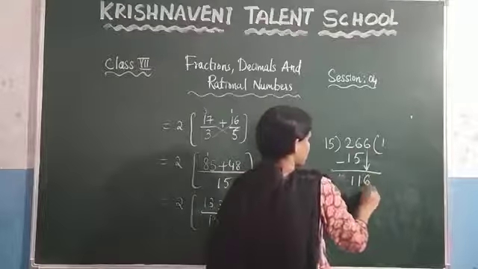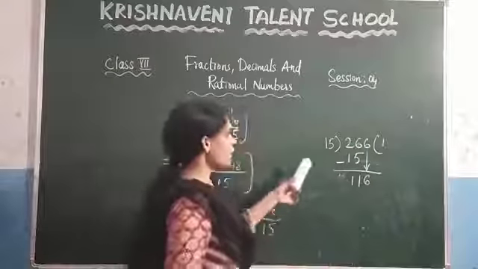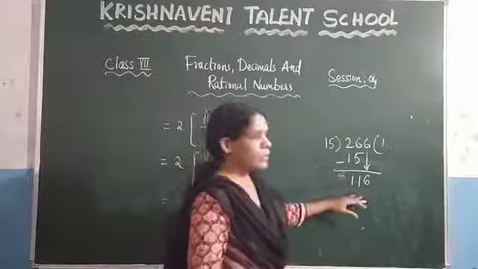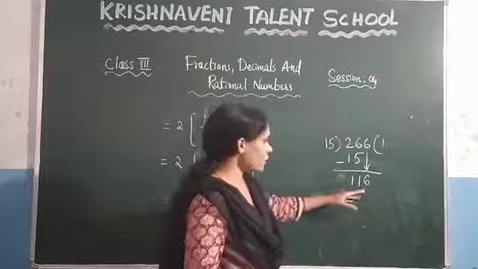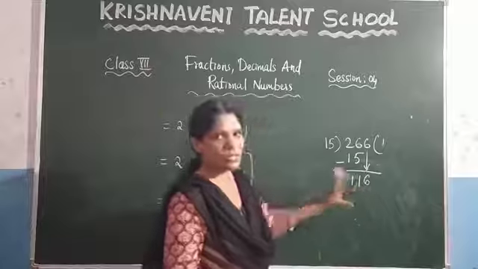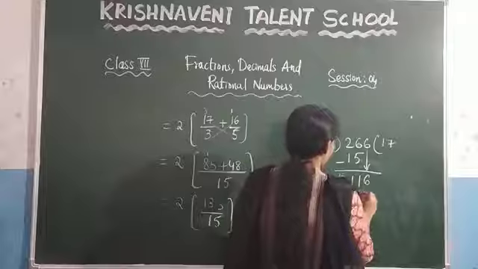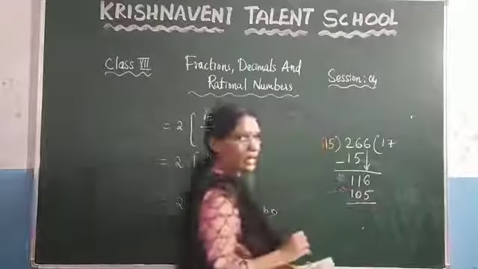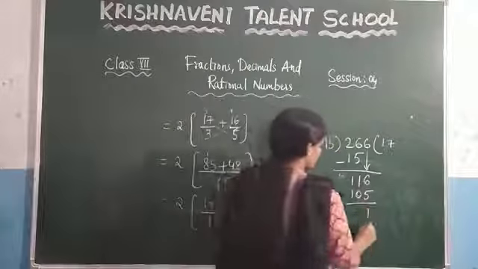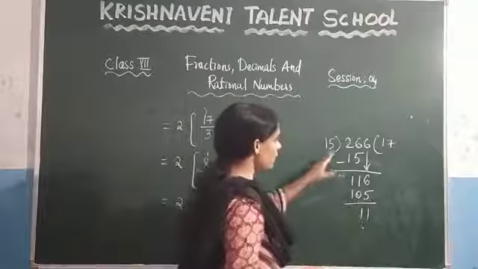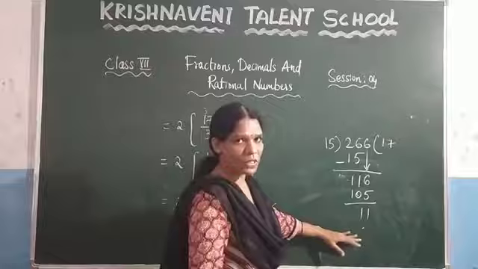You need to take this 6 down and you have to check in the 15 table when you will get the number that is exactly below the number which is 116, and you know that 15 sevens are 105, right? And after that 116 minus 105 which is 11, here 11. So since the remainder is smaller than the divisor, you need to stop here the division.